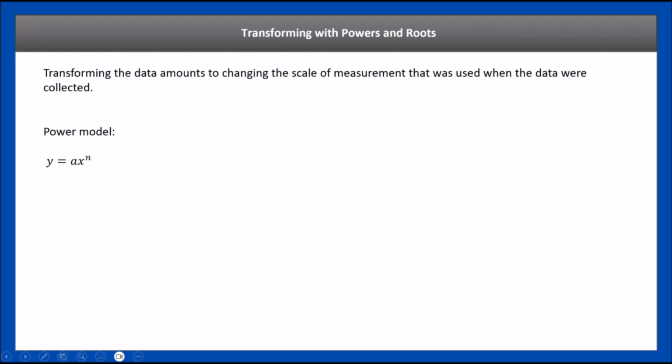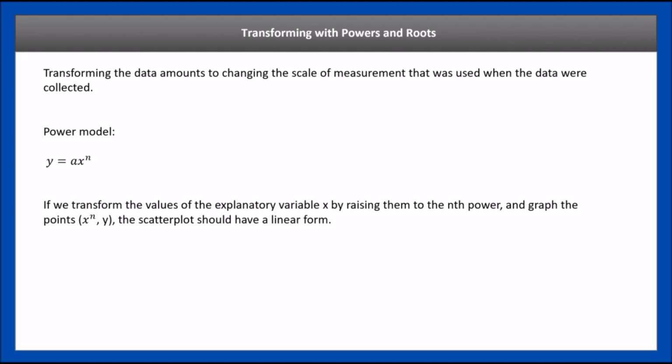So let's take a look at the power model. This is the traditional power model, which is like a polynomial curve, where n is the power and a is the coefficient. If n is 1, then we get a line. If n is 2, we get a quadratic. If n is 3, we get a cubic function.